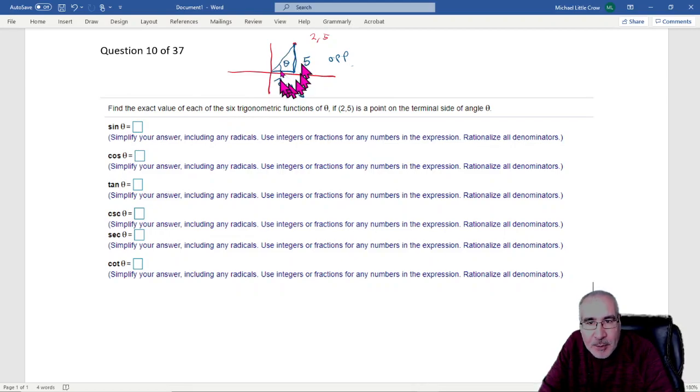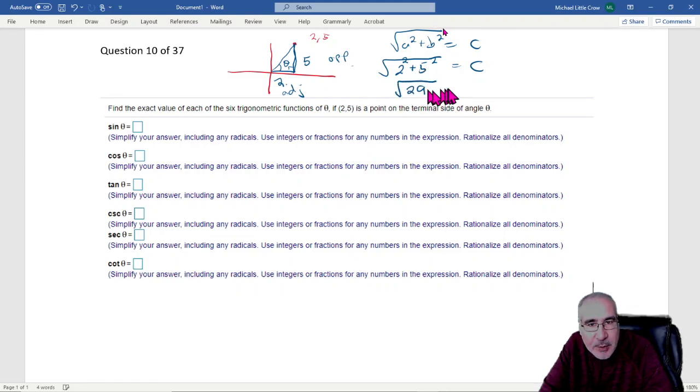The hypotenuse is going to be, again there's the right triangle, a squared plus b squared equals c squared. So c is the square root of a squared plus b squared. I took the square root of both sides. So that's going to be the square root of 2 squared plus 5 squared. That's 4 plus 25, that's 29. So square root of 29 is what our hypotenuse is.